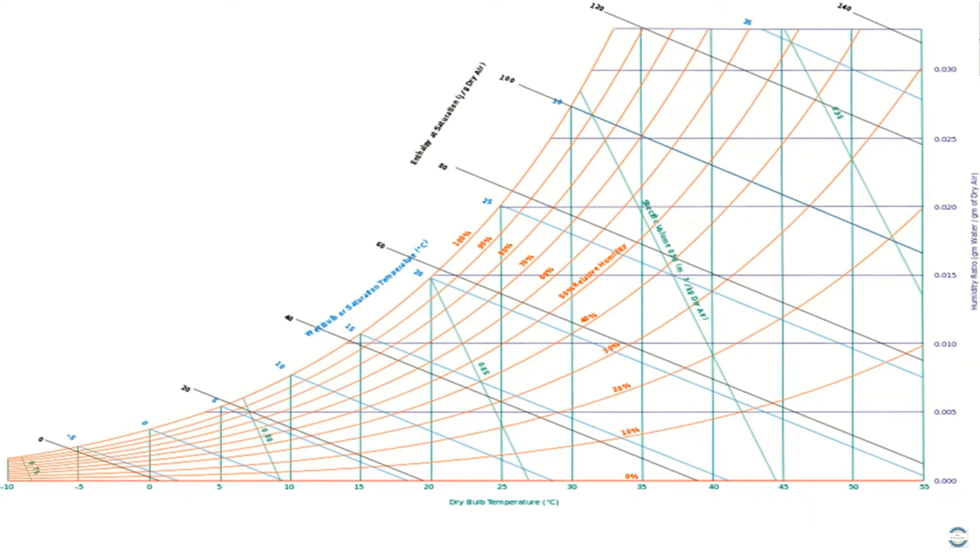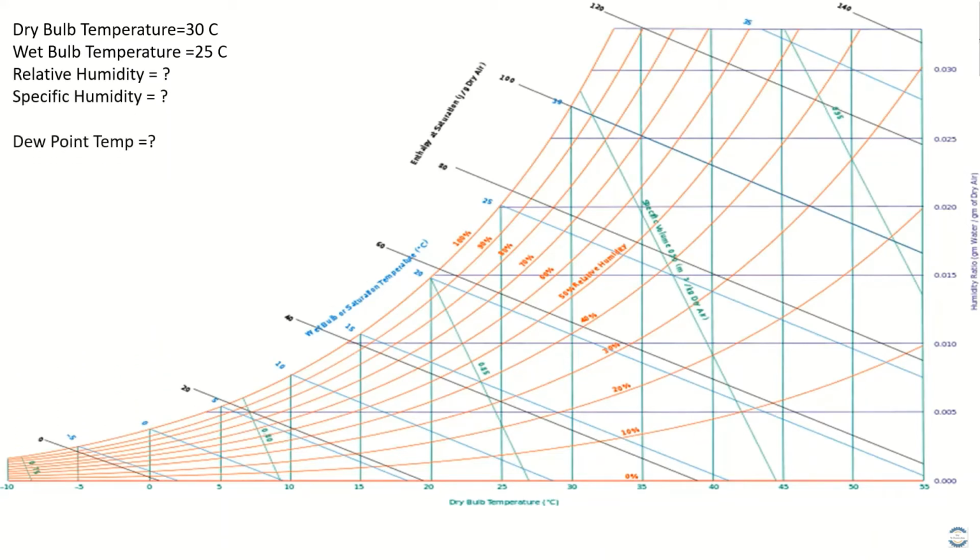If you have two parameters, then by the intersection of those two parameters, you can find out all other parameters. How? For example, your dry bulb temperature is 30 degrees centigrade, your wet bulb temperature is 25 degrees centigrade, and you need to find relative humidity, specific humidity, dew point temperature, specific volume, enthalpy. So what you have to do, first you need to draw your first given parameter and then the second given parameter. Once again, dry bulb temperature is 30 degrees centigrade.